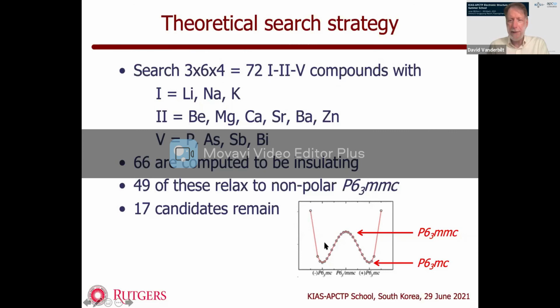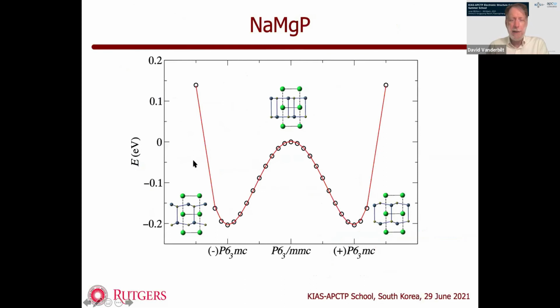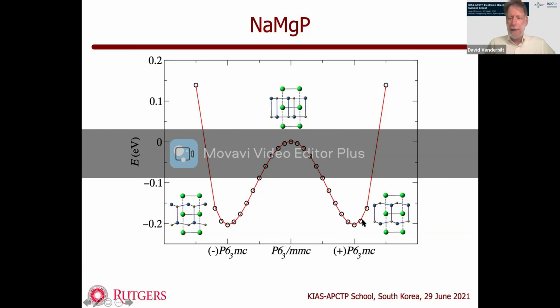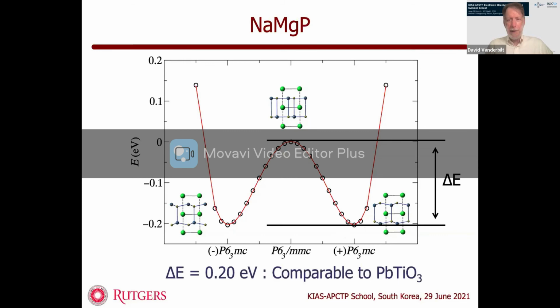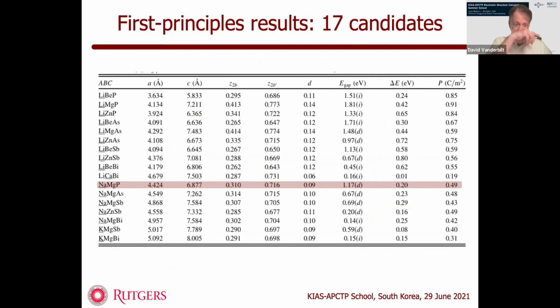This is sodium magnesium phosphorus. This is the double well potential. The height of the double well potential is only about 200 millielectron volts, which is small enough. It's comparable to other ferroelectrics. So this is a potential new material. Yeah, that barrier height is comparable to what it is in lead titanate. So the sodium magnesium phosphorus is a reasonable candidate.